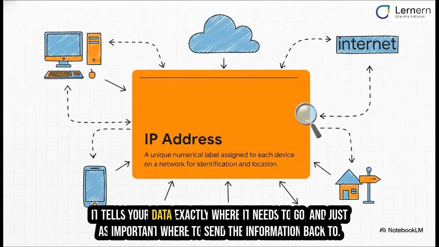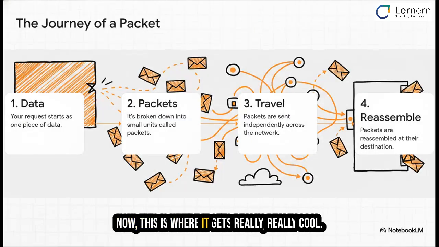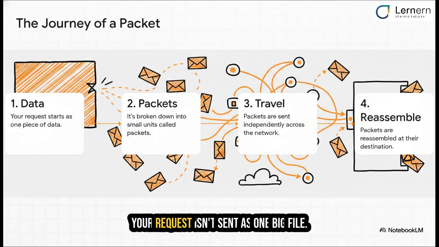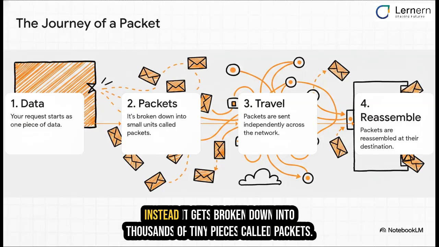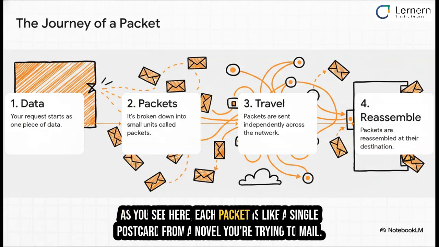It tells your data exactly where it needs to go and, just as important, where to send the information back to. Now, this is where it gets really, really cool. Your request isn't sent as one big file. Instead, it gets broken down into thousands of tiny pieces called packets. As you see here, each packet is like a single postcard from a novel you're trying to mail.